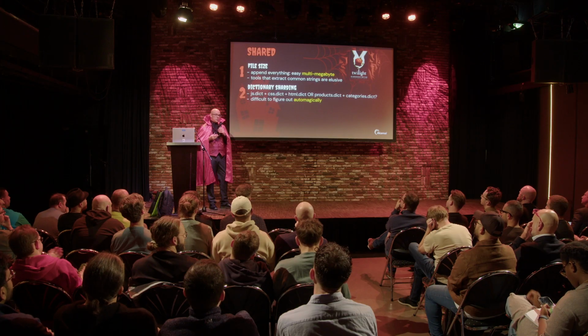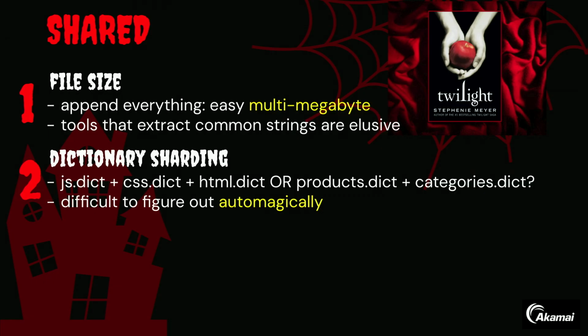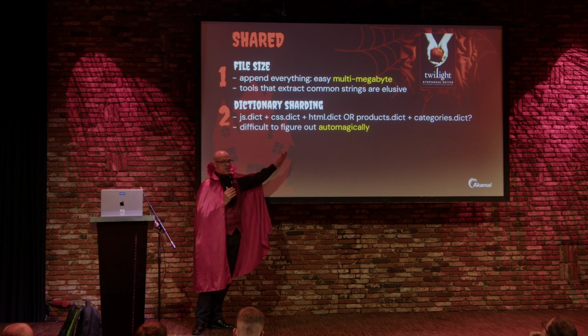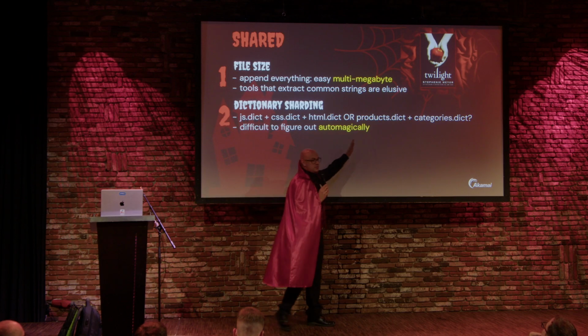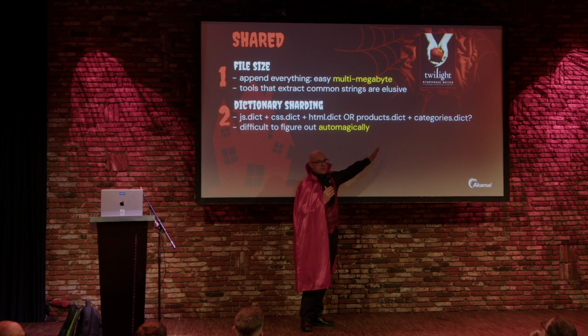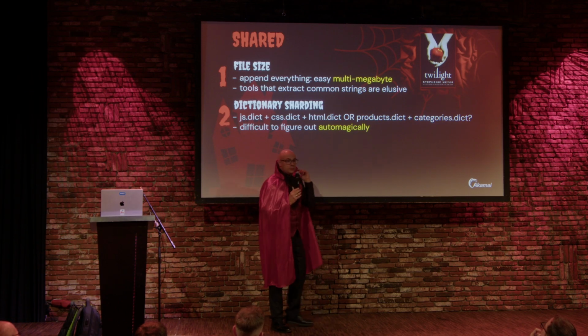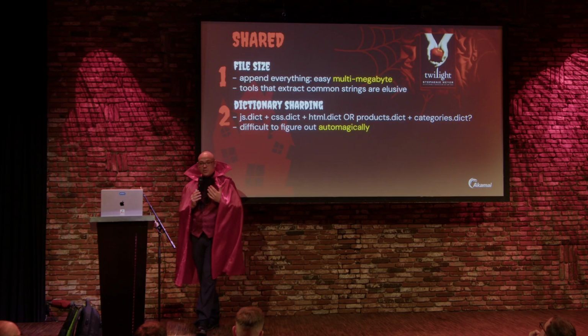So ideally, I don't want just one shared dictionary, I want several. But then you start getting the question, how do I actually shard? Do I create a different dictionary per resource type? Or do I create a different one per page type, per type of page that I'm deploying? Okay? And again, if you have full control over the origin, that is going to be easier. If you have my situation, where you have to figure it out yourself, it can be very difficult.